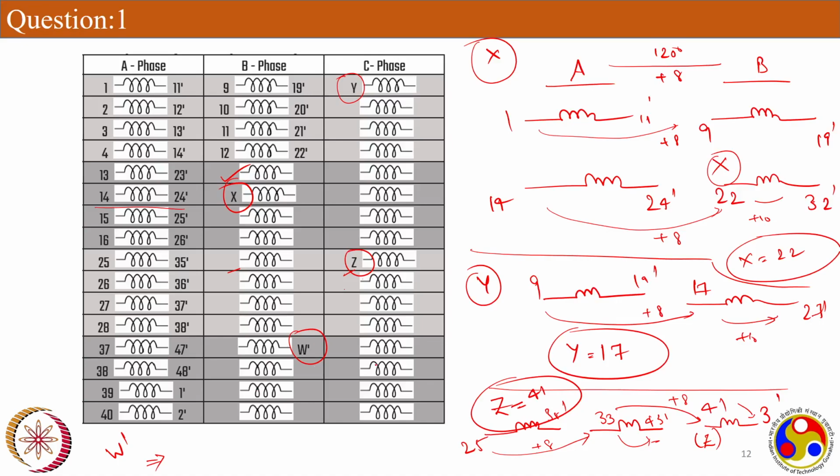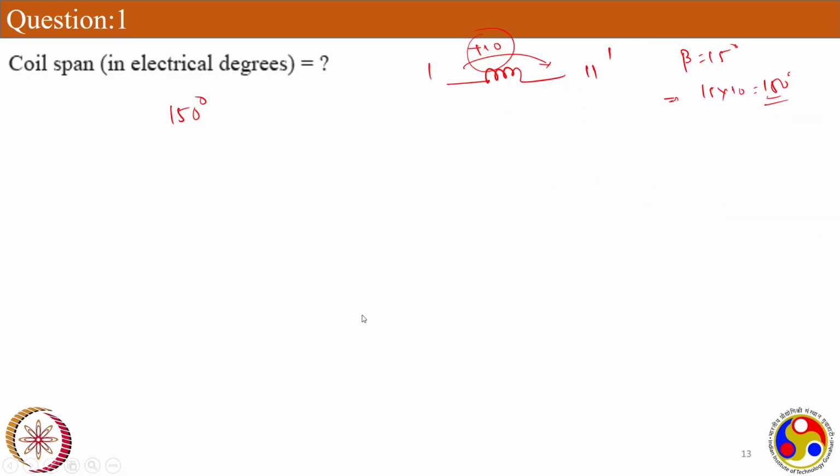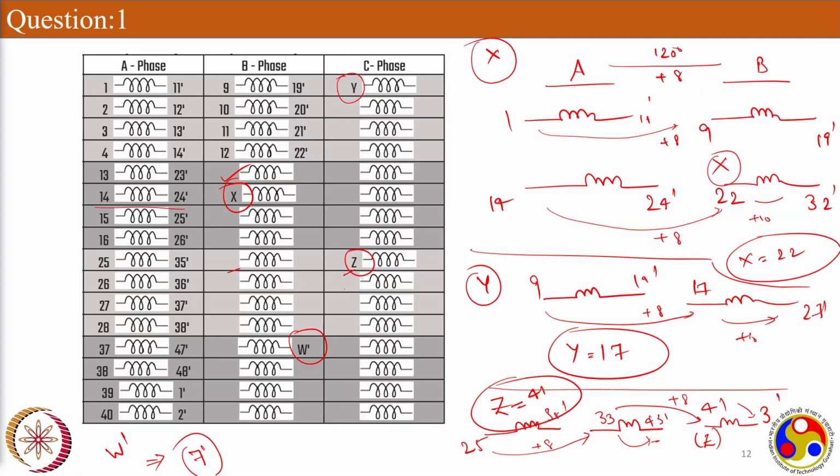So 37, 47, you know. So 37 will give plus 8, that is 45. And 45 you need to add plus 10, which is 55. There is no 55. 55 minus 48, it's 7. So the W dash is 7 dash. So W is 7. So I think that's it.